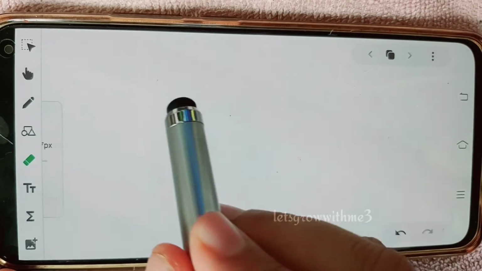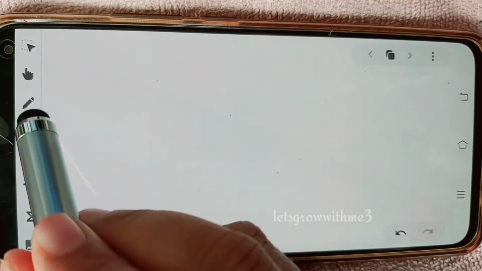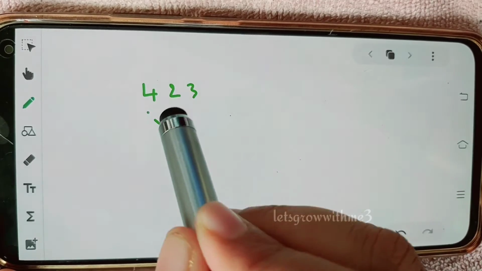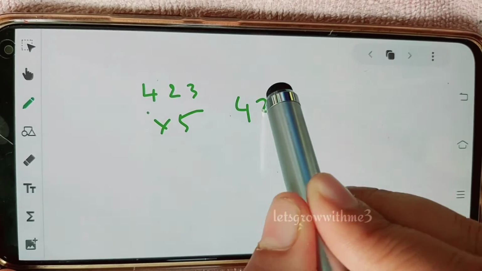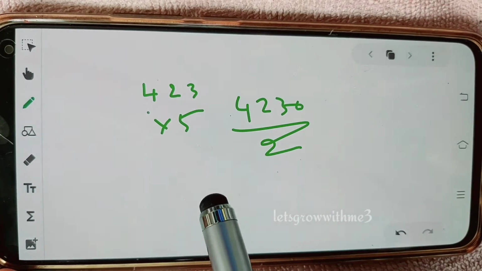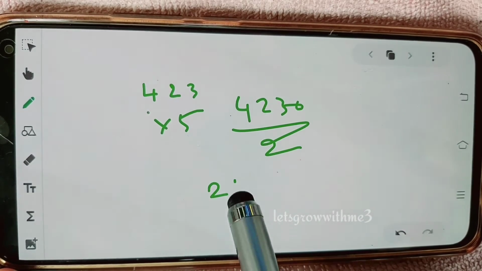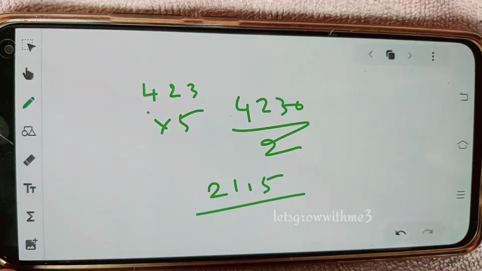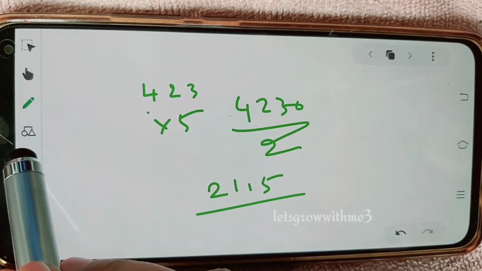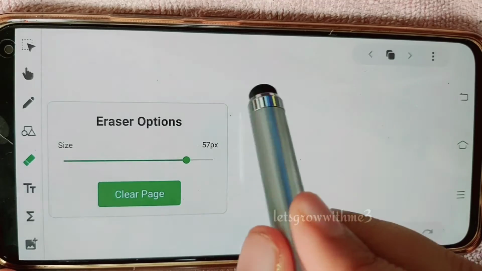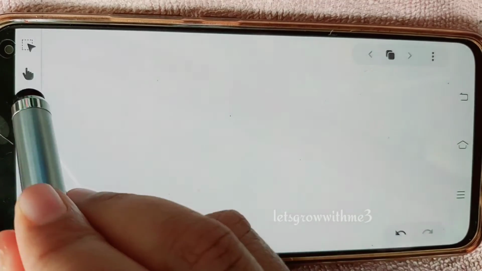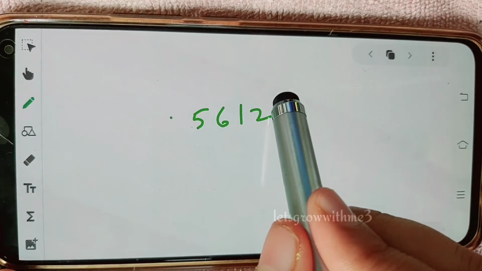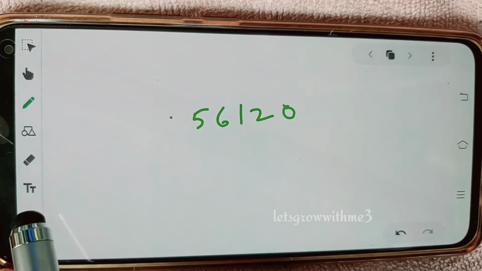Okay, let's consider a 4-digit number. When you keep increasing the digits of the multiplicand, then we can see a big difference. So 4230 over 2, which is 2 1 1 and then 5. So the answer is 2115. And our next number is 5612. So now I'm taking a 4-digit number.